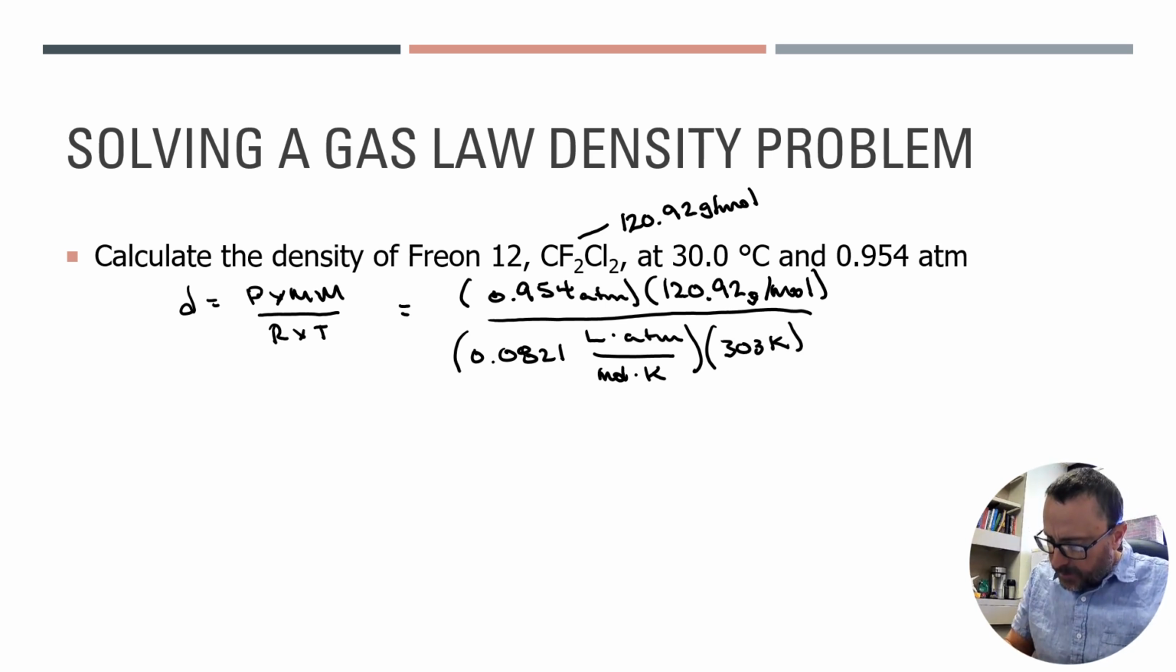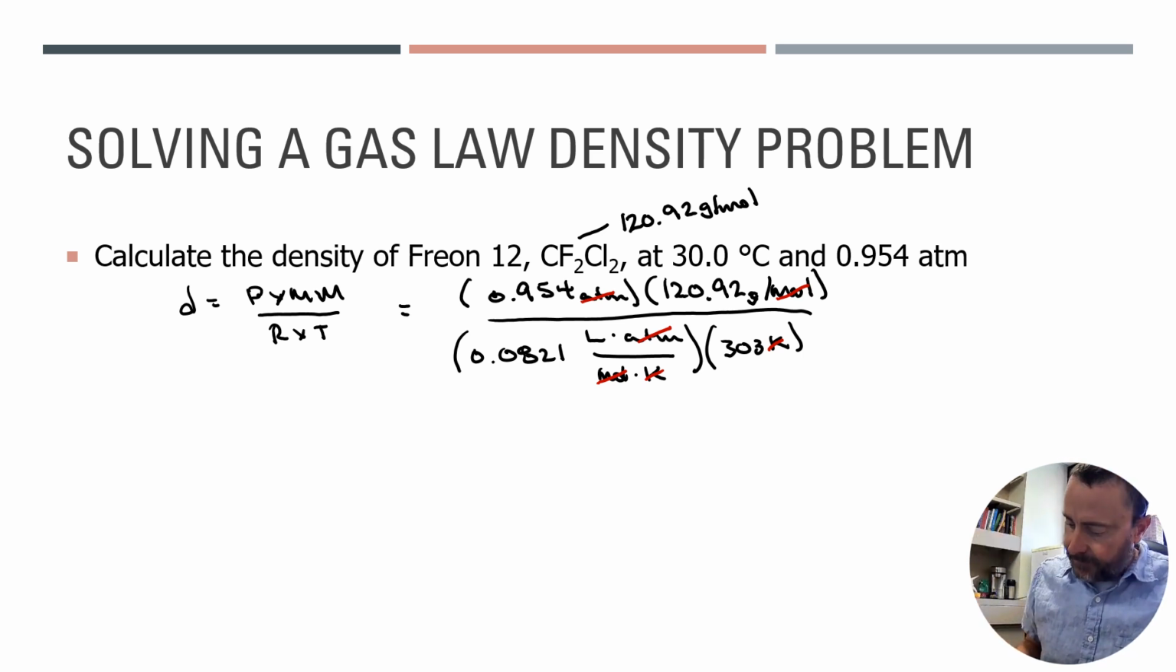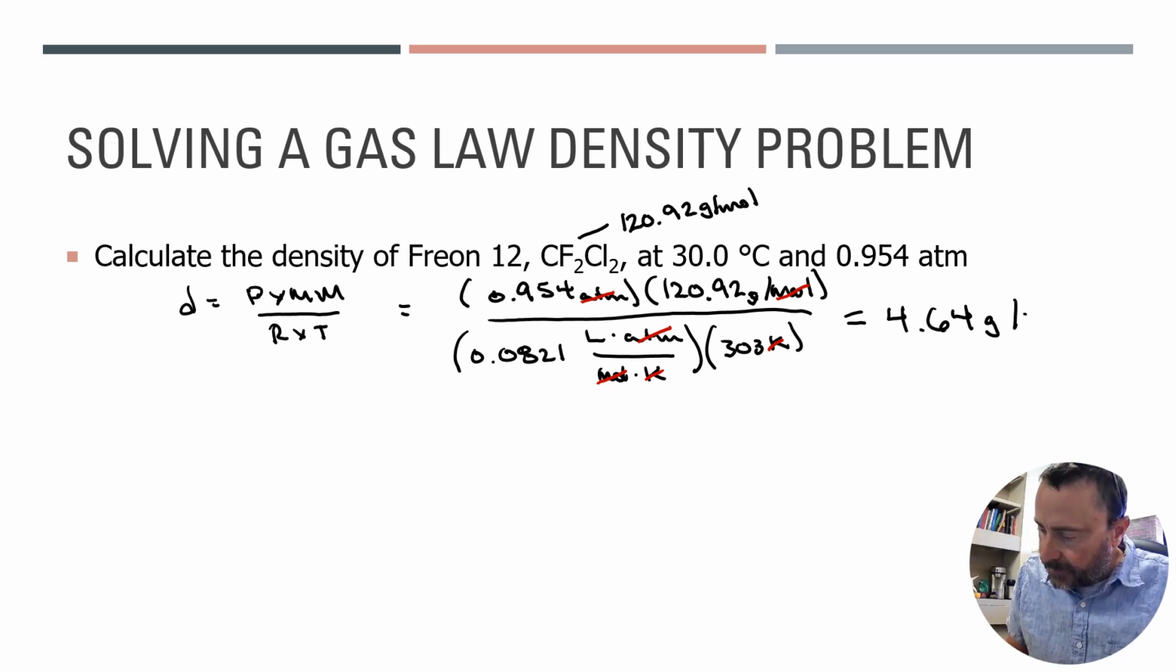All right, now we're going to check. I've got moles on the bottom up here and moles on the bottom down here. Those cancel. I have atmospheres on top, atmospheres on the bottom. Those cancel. These kelvins cancel each other. I'm going to end up with units of grams per liter. That's the units of density. Hey, perfect. So our density for this is going to equal 4.64 grams per liter. All right, it works. So those are the three different types of ideal gas law problems that we might run across.